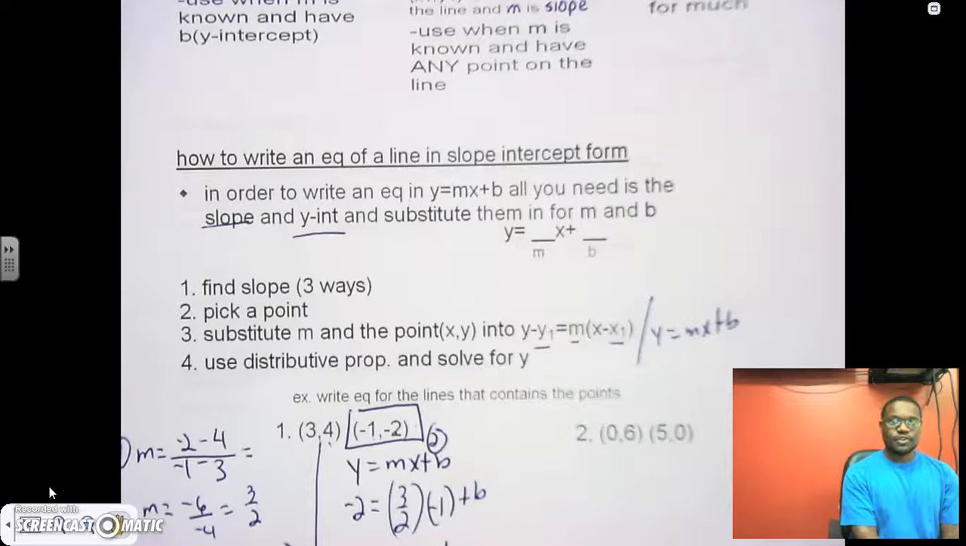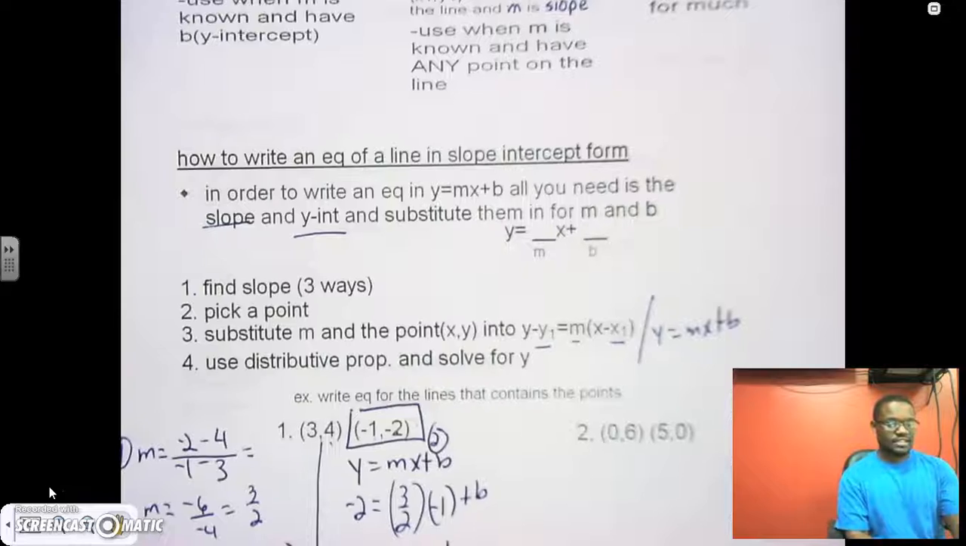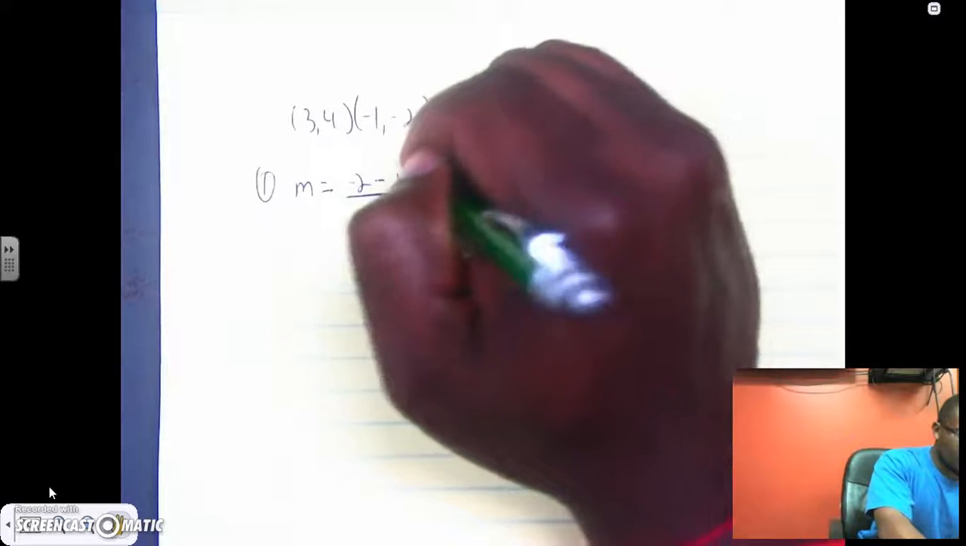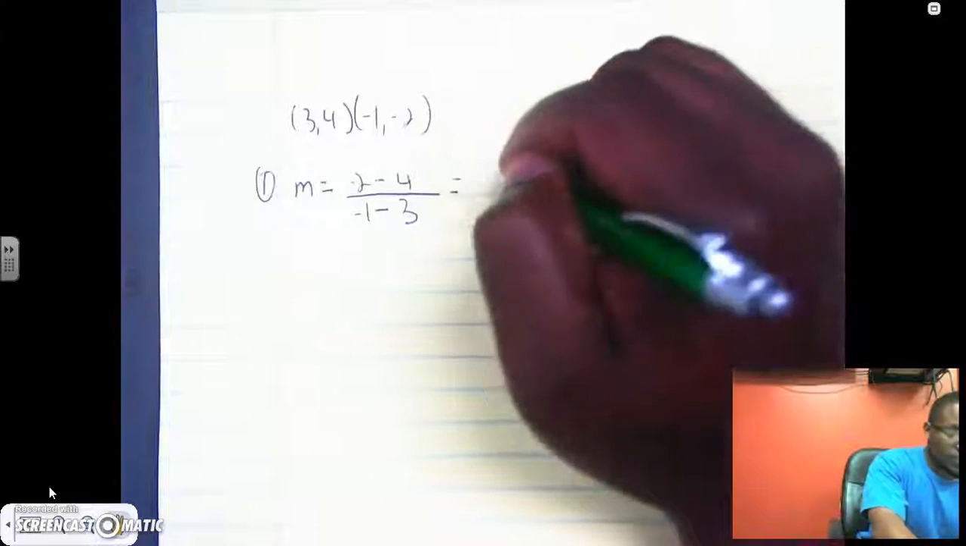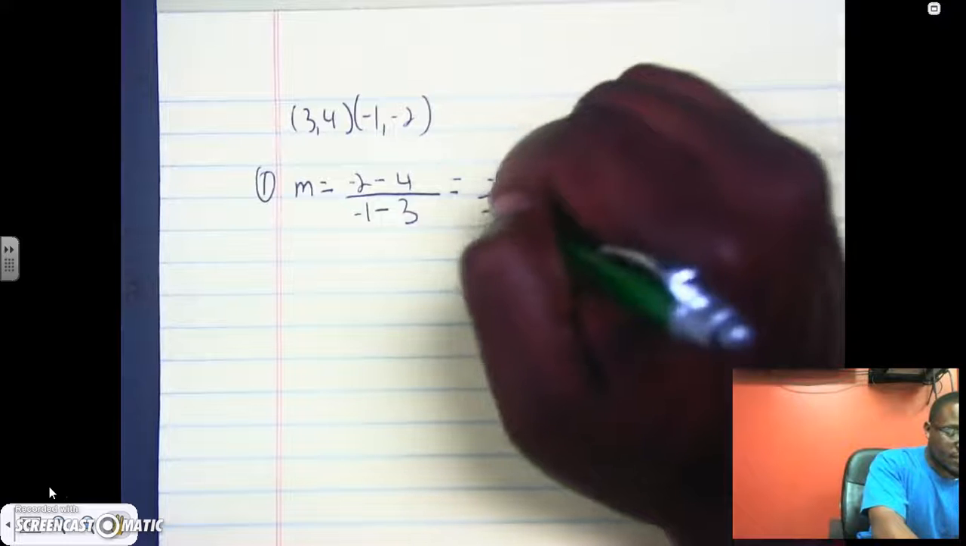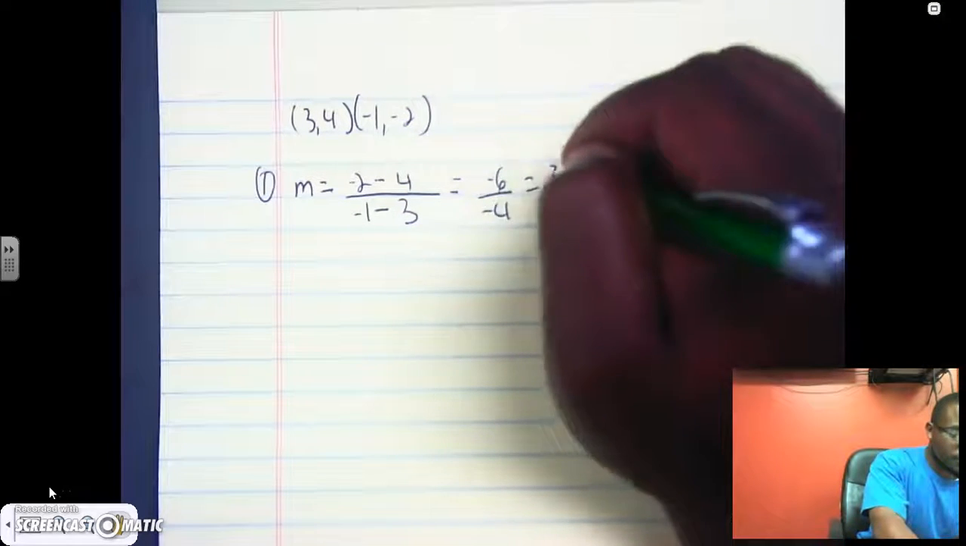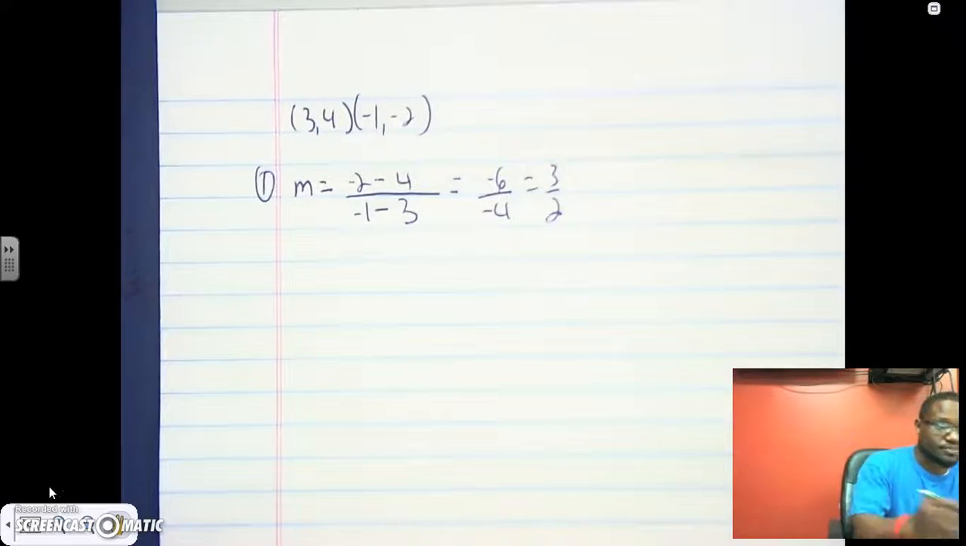The first thing you want to do is take those two points, and I'm going to switch papers here. You're going to take those two points and find the slope. Those two points are (3, 4) and (-1, -2). So step number 1 is I'm going to find the slope, which is -2 minus 4 over -1 minus 3, which equals -6 over -4, which reduces to 3 over 2. So that's step number 1.